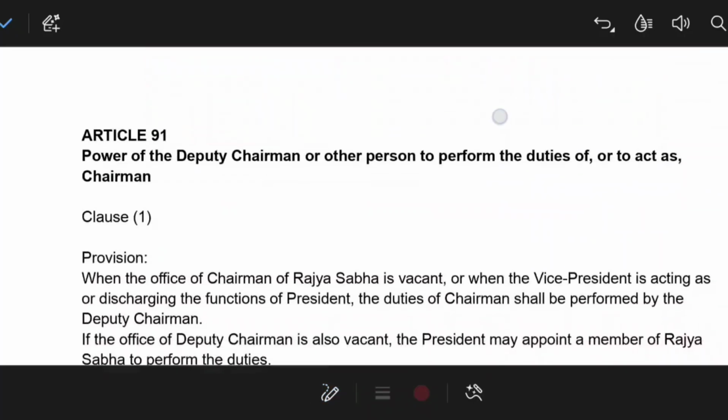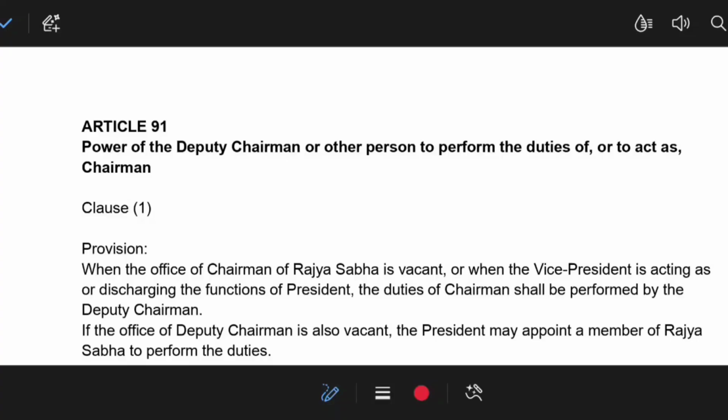Now let's move to Article number 91. Article 91 talks about the deputy chairman or other person to perform duties or to act as chairman. That means Article 91 talks about the power of the deputy chairman, apart from which certain other persons perform the duties of the office of chairman.